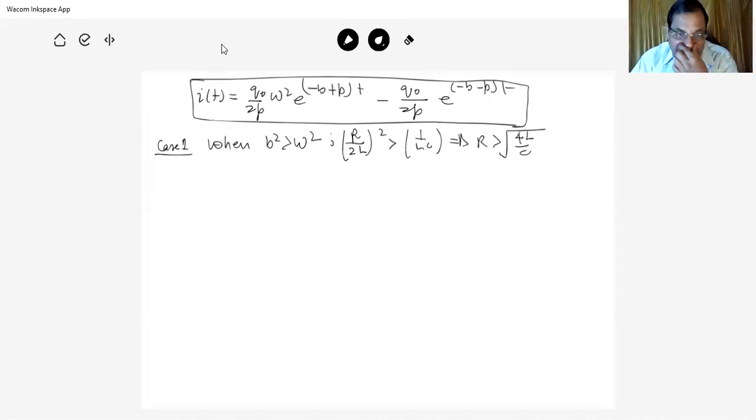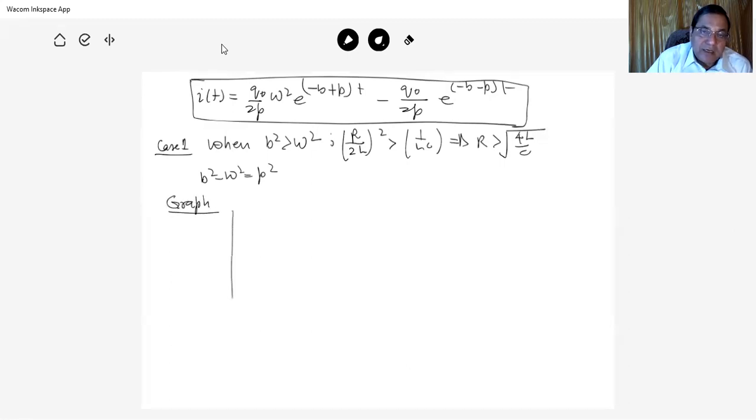So in this kind of resistive circuit, if this happens, then B square minus omega square is equal to P square. We have assumed this P square from before. So because of this, the graph that will be formed is something like this: this is time, here it is current, charge.